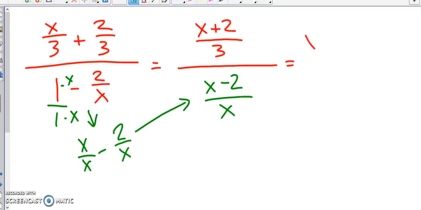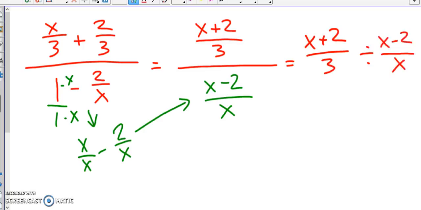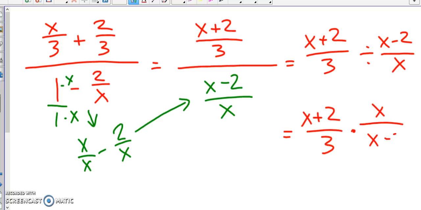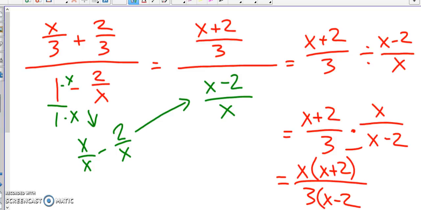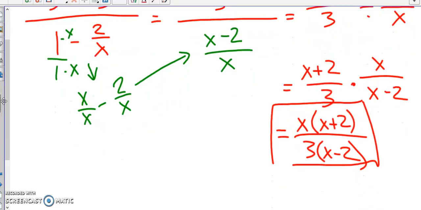So this is the same thing as x plus 2 over 3 divided by x minus 2 over x, which is the same thing as x plus 2 over 3 times x over x minus 2, which would of course be x times x plus 2 over 3 times x minus 2. And none of that cancels, so that's your answer right there. Whoops, I forgot a set of parentheses there. Let me fix that. Oh yeah, there it is. That'll work. Anyway.